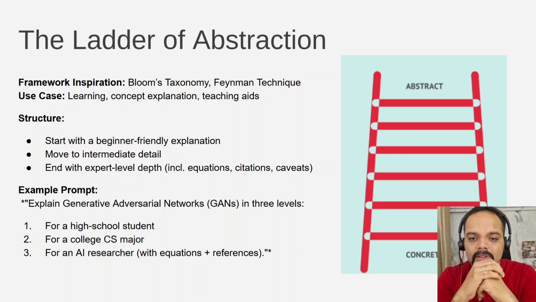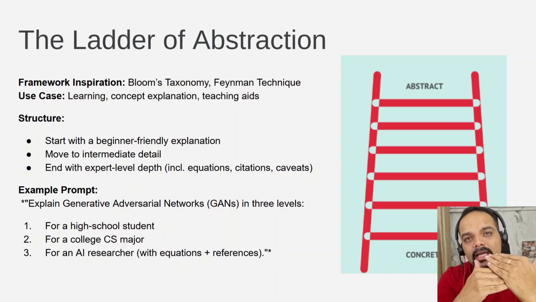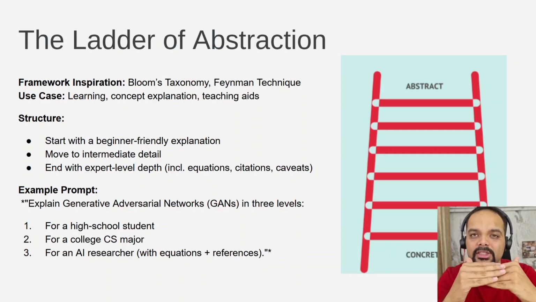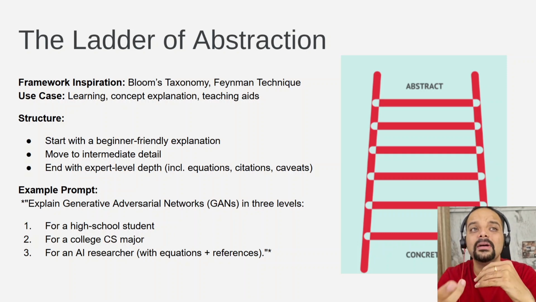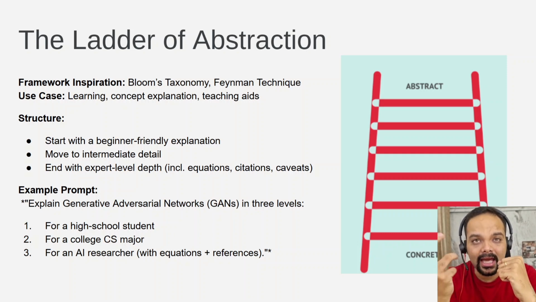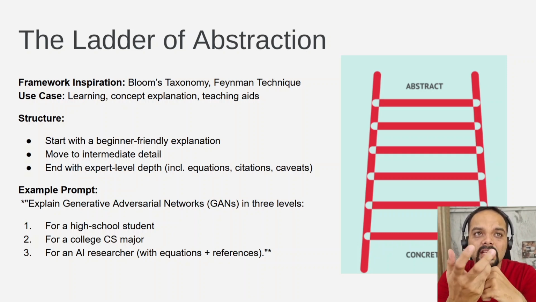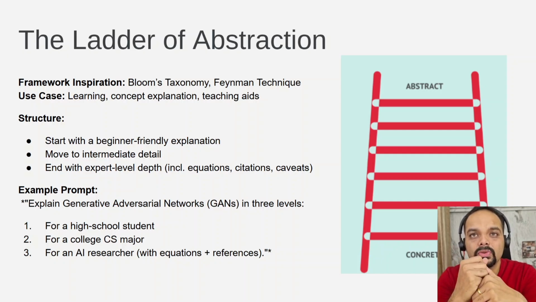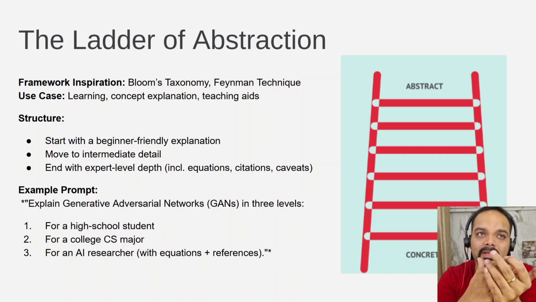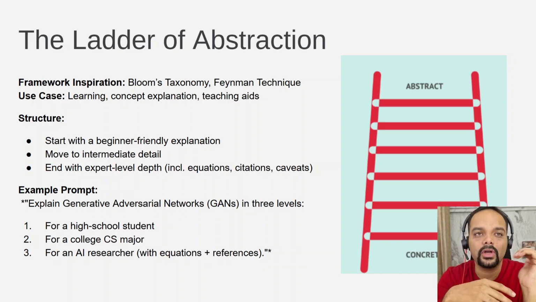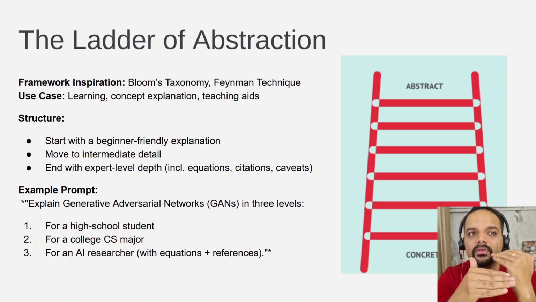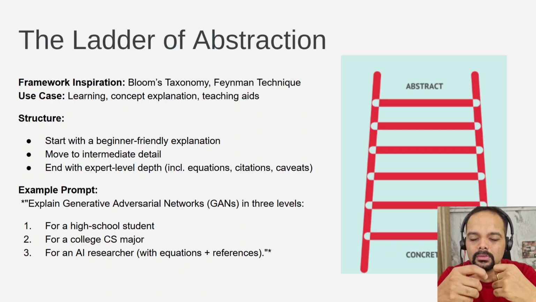Say, for example, you start with a beginner-friendly explanation, then move to intermediate, and then lastly in-depth and expert level. Again, for example, you want to understand GANs, the generative adversarial networks. So you can start off with: explain GANs in 3 levels, for a high school student, for a CS major, and for an AI researcher. In this way, you'll be able to synthesize the LLM output in a much better way.